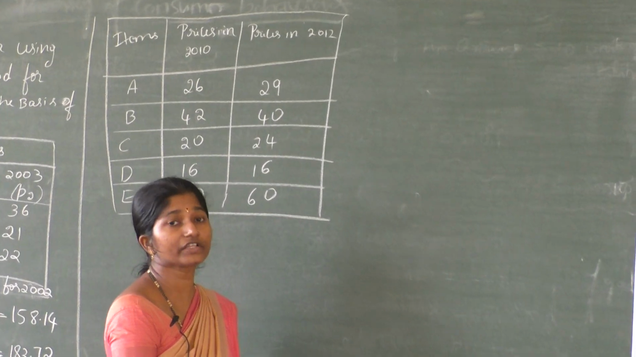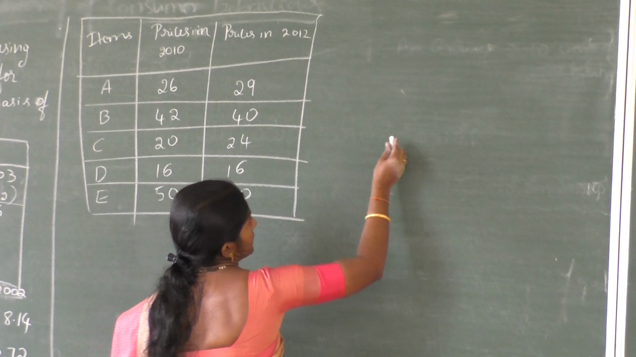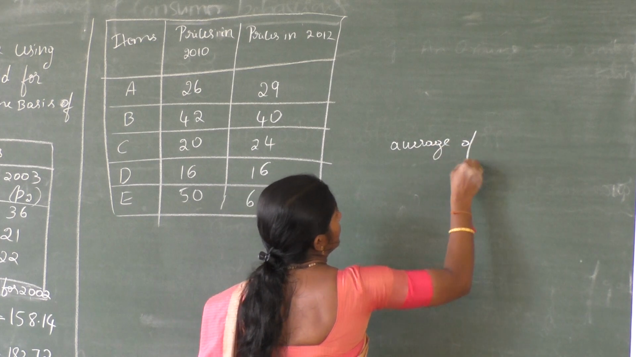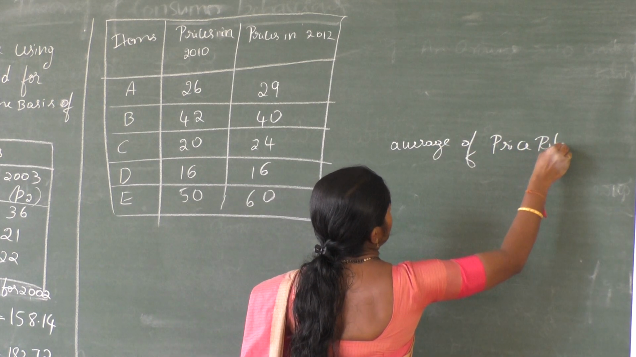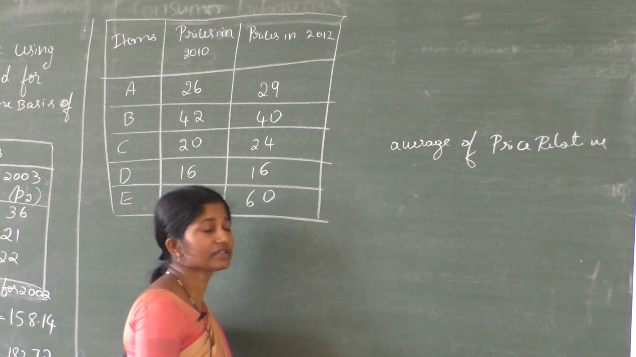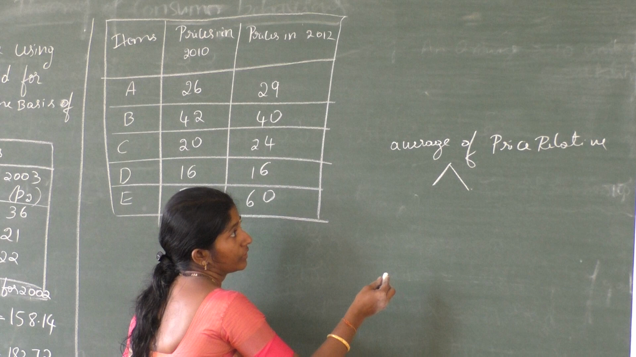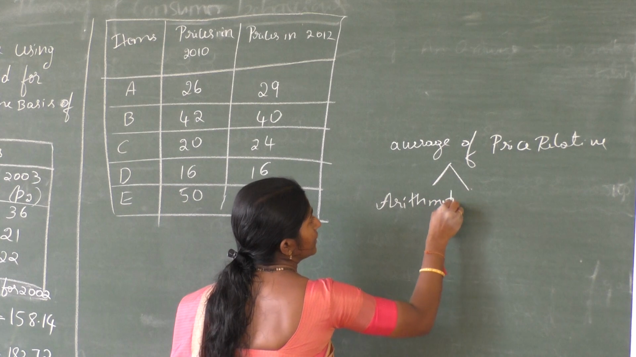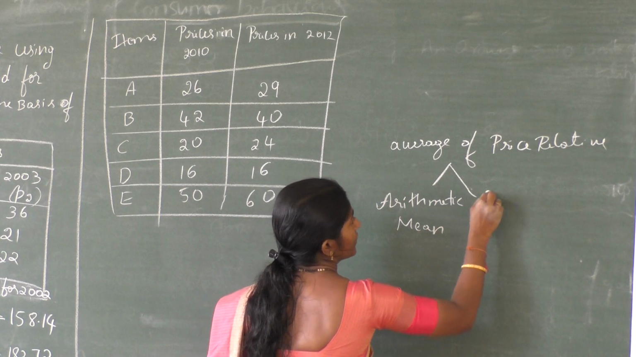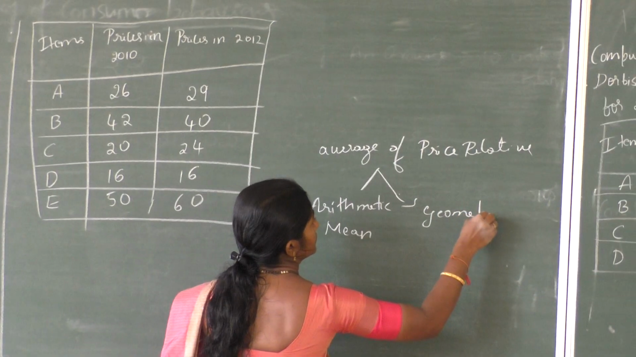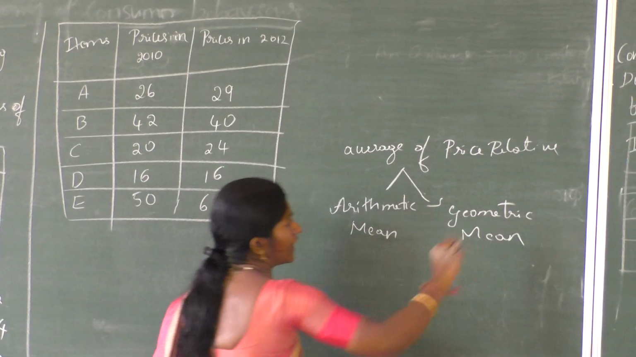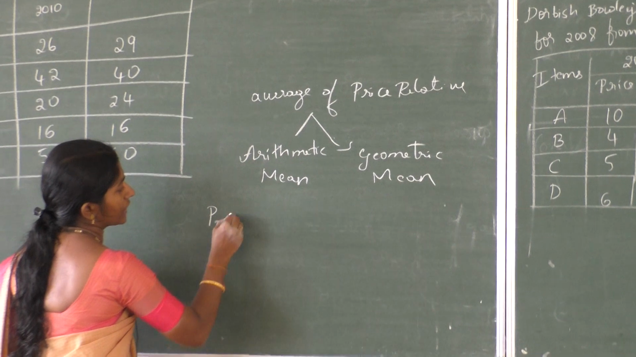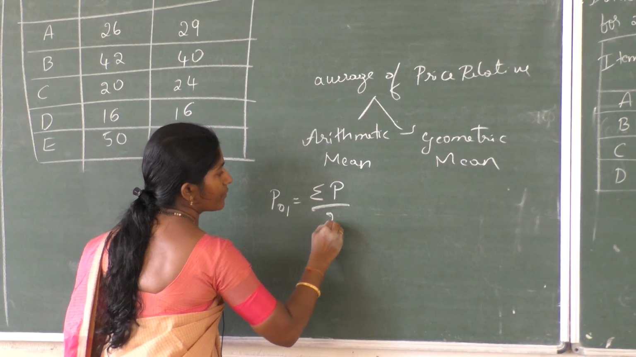Another one is average of relatives, which we studied in the last class. That is average of price relative index number. Here I mention two methods: one is the arithmetic mean and another is the geometric mean. The arithmetic mean formula is P01 equals summation P divided by N.